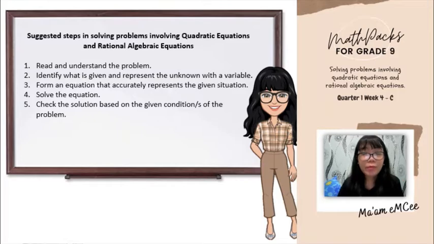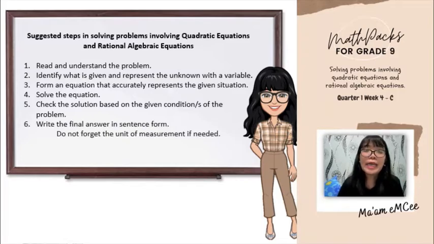Signs are very important. And then last one, write the final answer in sentence form. Do not forget the unit of measurement if needed. So always label your answer because we are dealing with problems, especially problems involving quadratic equations or rational algebraic equations.